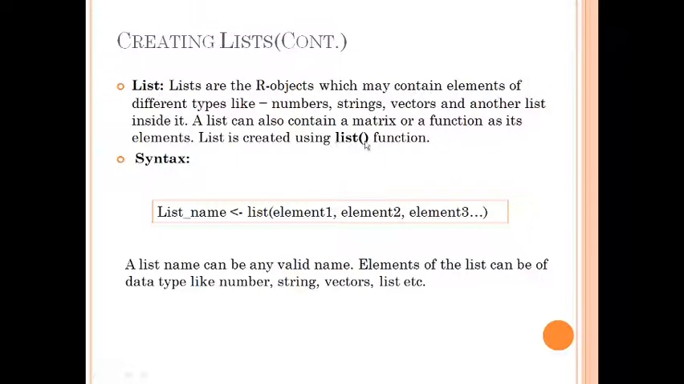A list is created using a list function. So now here is the syntax, the list name which we want to create, the list function which we will be using to create a list, and the elements of the list separated by comma. Now these elements as per the definition can be numbers, can be strings or vectors or matrix or even a list.